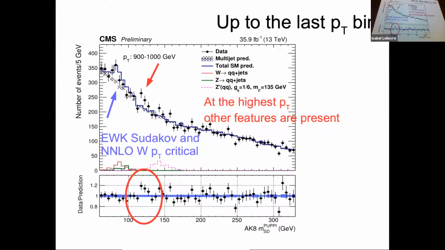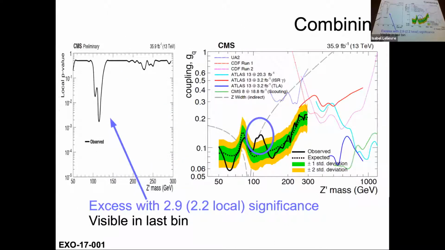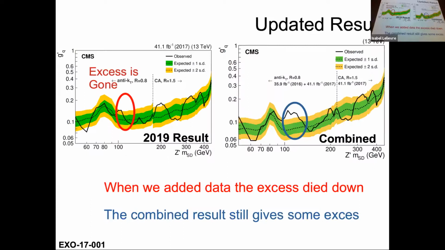This plot I like. I like this result a lot, partly because I did it, but also because there's a big excess. And the excess, this was in 2018, we had this excess. And so we're getting very excited. So it was 3 sigma. And here you can see the excess. And then we updated the result about a year and a half ago. And we didn't see very much.